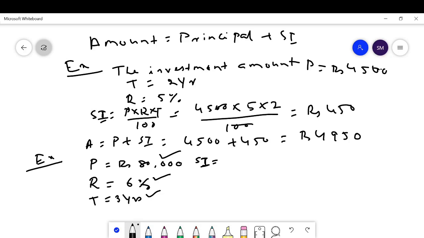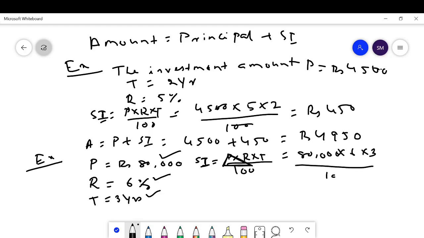At first find out the simple interest. Simple interest is P into R into T upon 100. Here P is 80,000 into R is 6% into 3 years upon 100. The zeros cancel. Then 6 threes are 18, 18 eights are 144. Here you get the simple interest is 14,400.